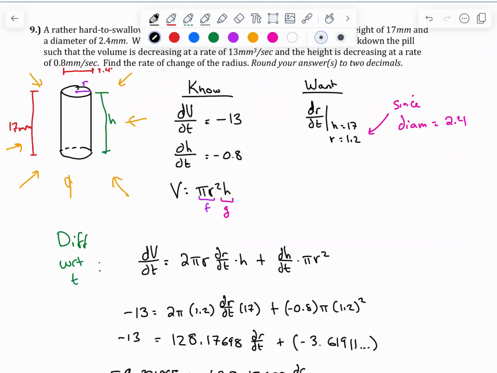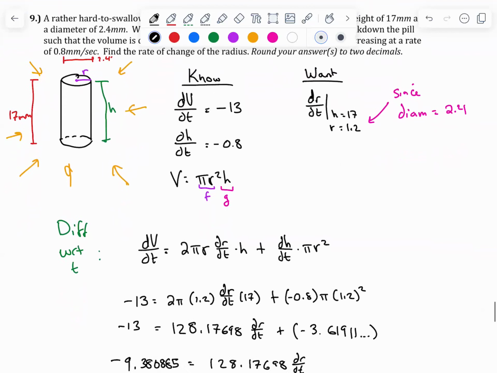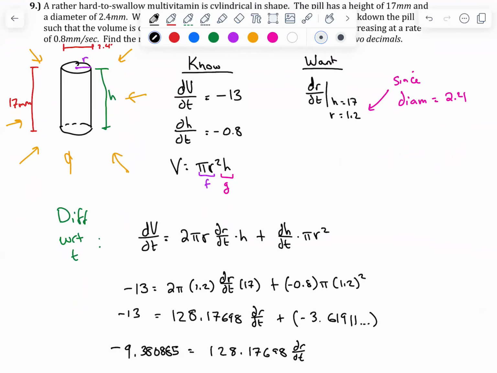V is equal to pi r squared h, so dV is equal to 2 pi r dr/dt times h plus dh/dt times pi r squared. Good. Negative 13 is equal to 2 times 1.2 times 17. dh/dt is negative 0.8.